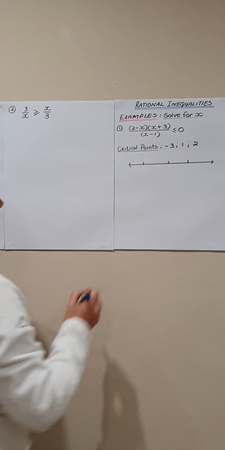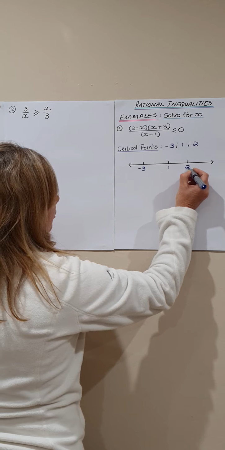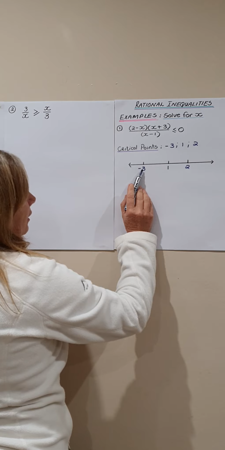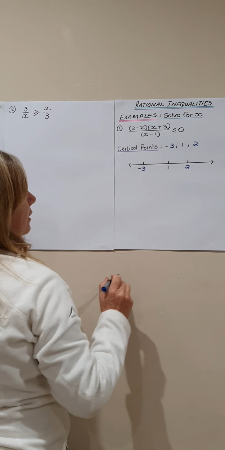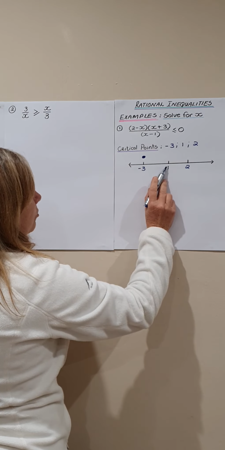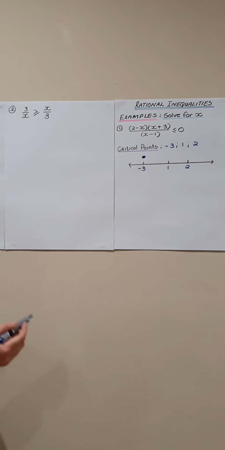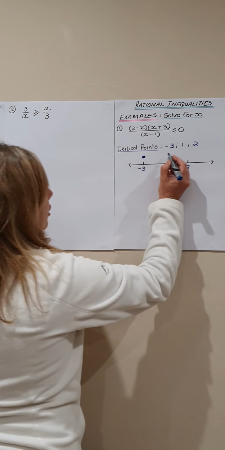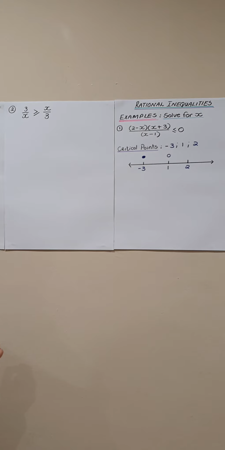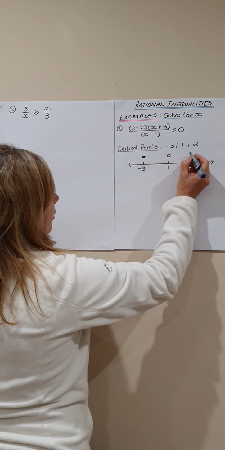I then take those values and put them on the number line: minus 3, 1, and 2. Now I ask myself, is it possible for x to be negative 3? If it's negative 3, we will have a 0 in the numerator, which is possible. If the value is 1, we have a 0 in the denominator, and this is not possible because division by 0 is undefined. So we put a little circle here to indicate that x may not be 1. If x is 2, there's a 0 in the numerator, which is fine.